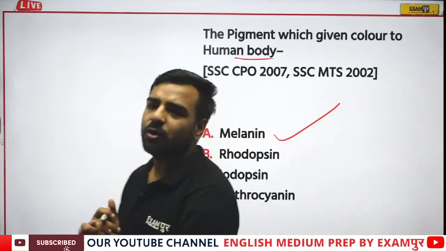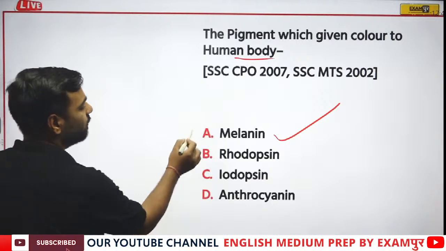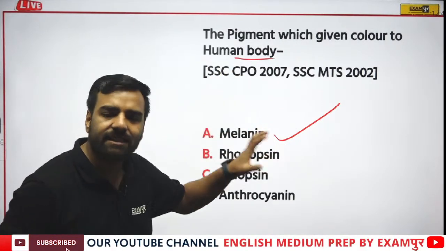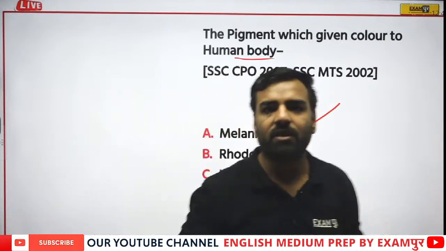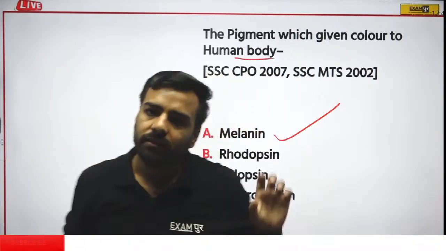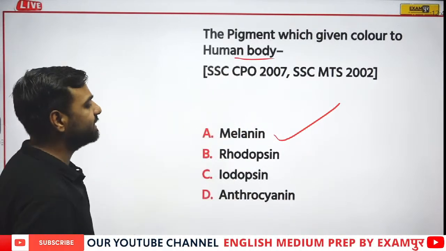Now we were talking about this melanin. Please remember, whatever the color of the body is, it is because of this melanin. If it is in excess, we will be darker in color. If it is lacking, we will be fairer. Fine. So yes, this is the important one which was asked in the examination.